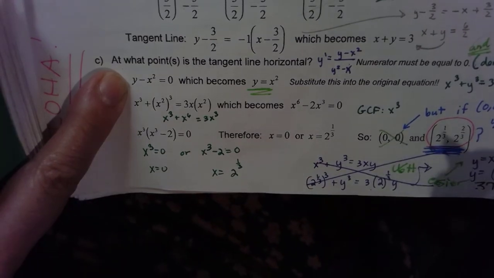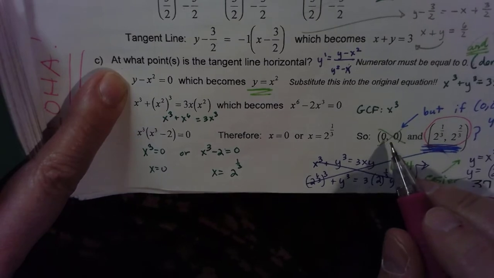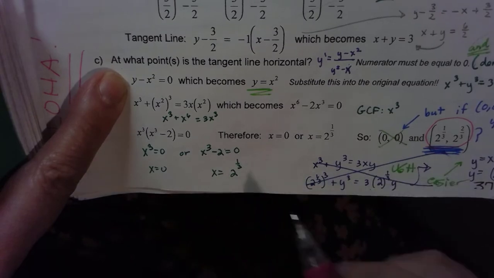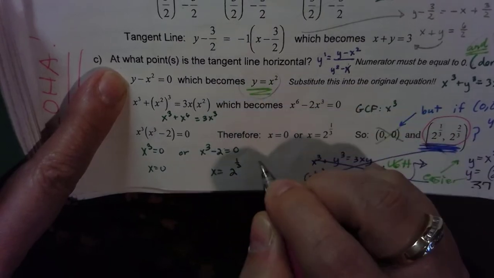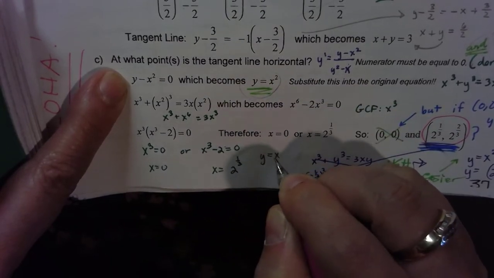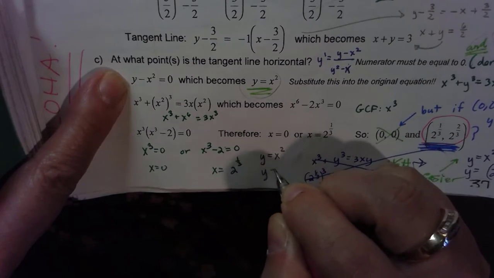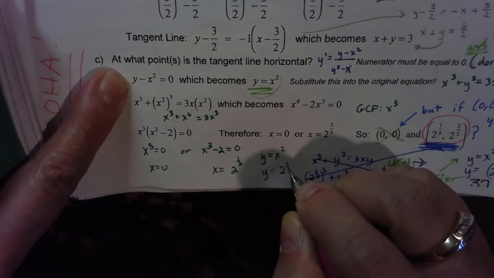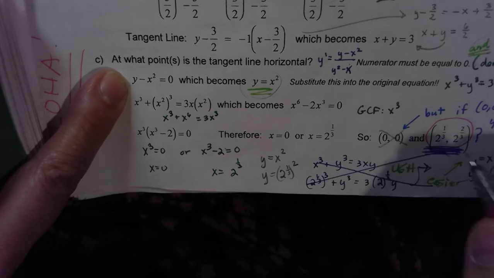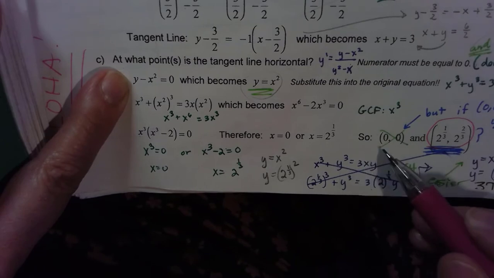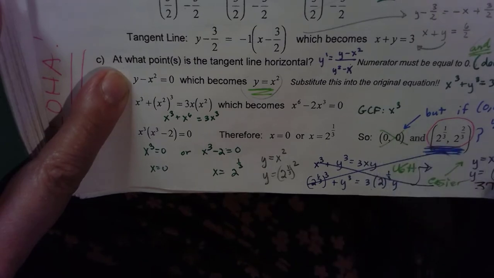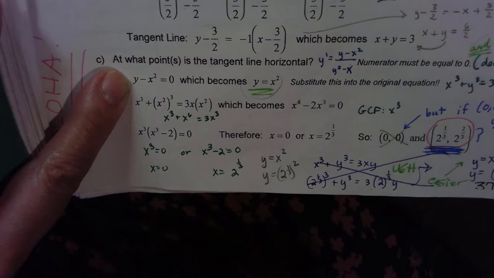So it appears that we're going to have a horizontal tangent line when x is 0, so that gives me the point (0, 0), or when x is 2 to the 1/3, and if x is 2 to the 1/3 and y equals x squared, then y would equal 2 to the 1/3 squared, or 2 to the 2/3. But what happens if x is 0? Then y is 0, and my y prime is 0 over 0, and we know we can't have that. So the only answer is this one.